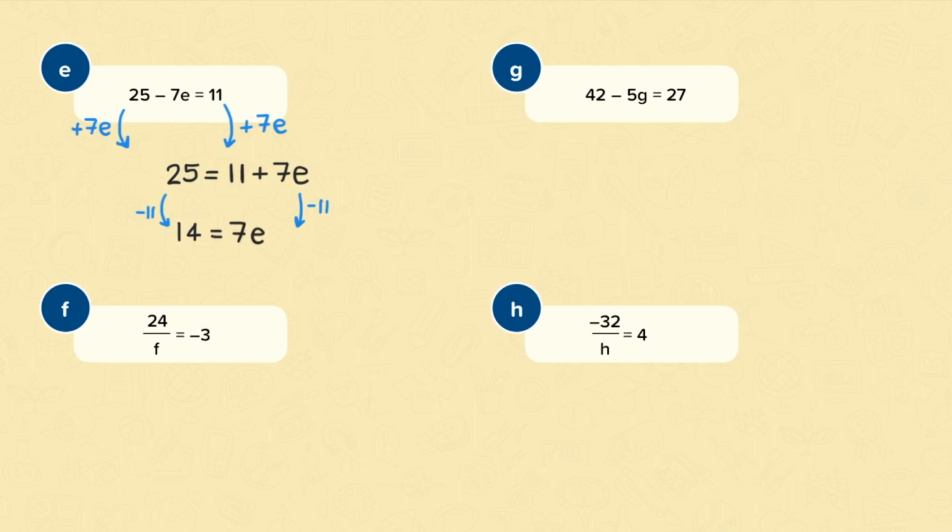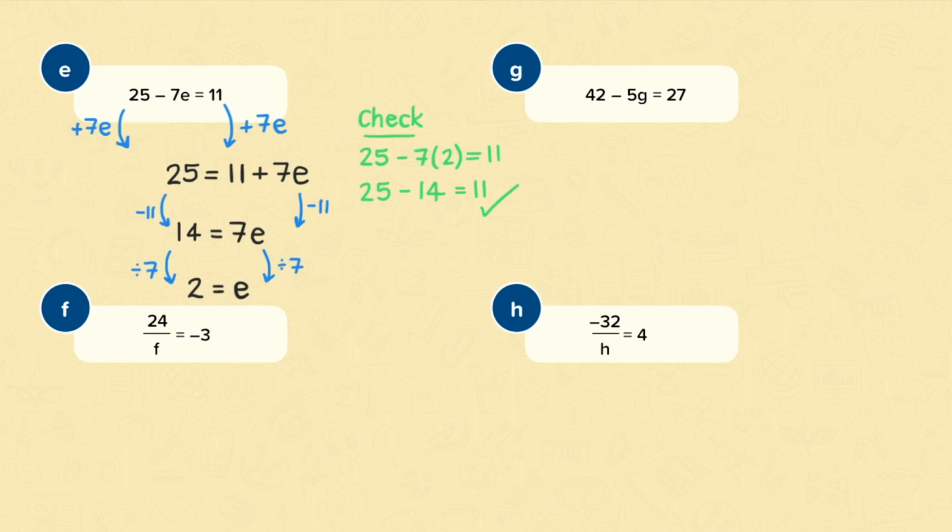7e. Then we do the inverse of multiplying by 7 and divide each side by 7 to find 2 equals e. Let's check by substituting 2 back in. 25 minus 7 times 2 is the same as 25 minus 14, which is 11. Fantastic.